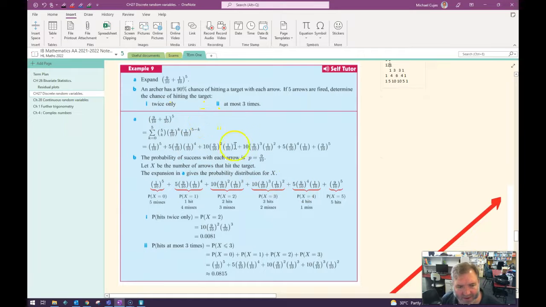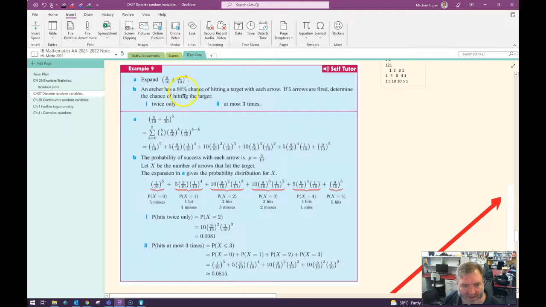So we could expand that and we could write each of the different things. Here we're talking about an archer who has a 90% chance of hitting a target with each arrow. If 5 arrows are fired, determine the chance of hitting the target twice only. This is effectively saying find the probability that x equals 2, the number of successes is 2. Which of the bits in the expansion corresponds to hitting the target exactly twice?